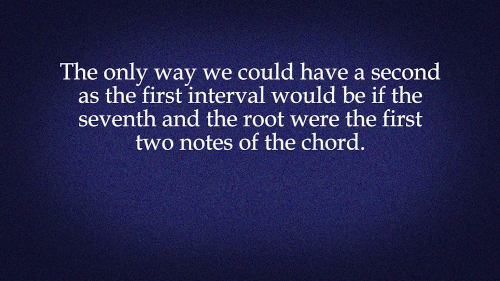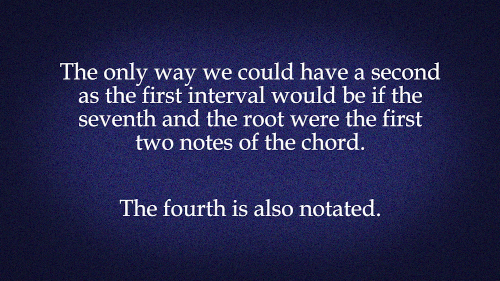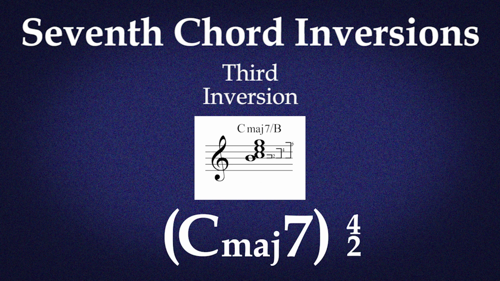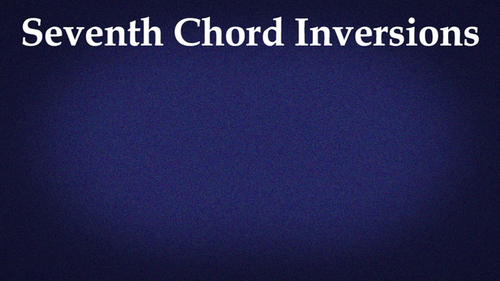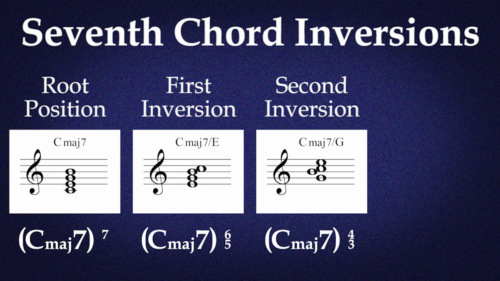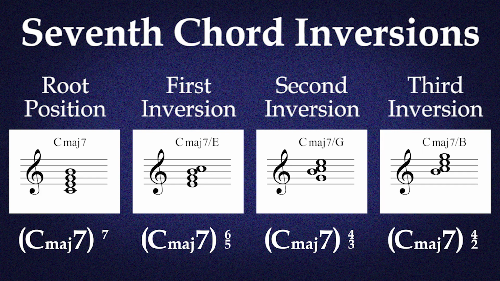The only way we could have a second as the first interval would be if the seventh and the root were the first two notes of the chord. We also notate the fourth, so a third inversion is notated with a 2 and a 4. Here are the symbols used for each of these seventh chord inversions: root position, first inversion, second inversion, and third inversion. These can be a little hard to remember at first.